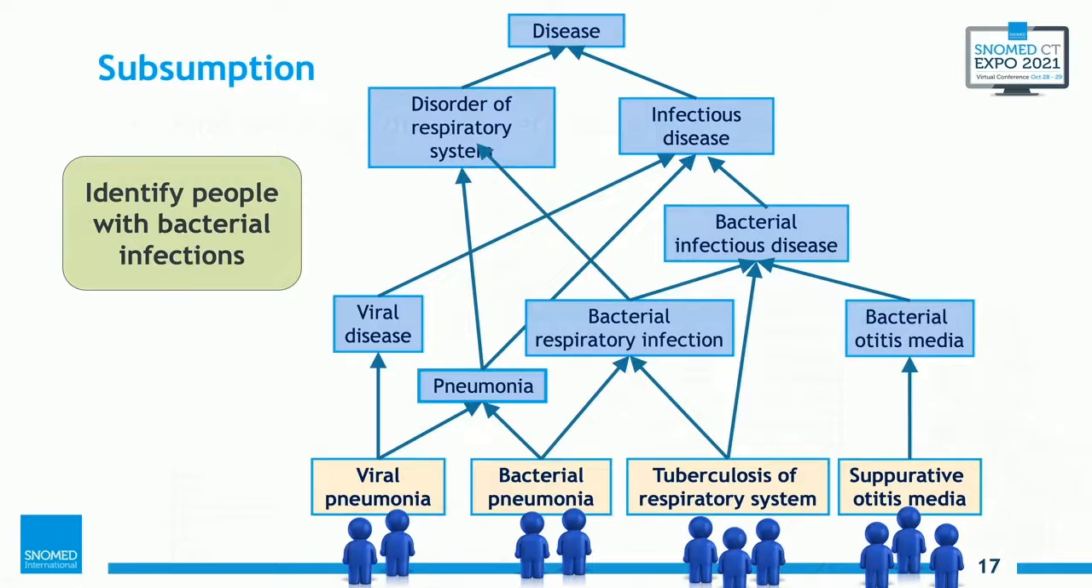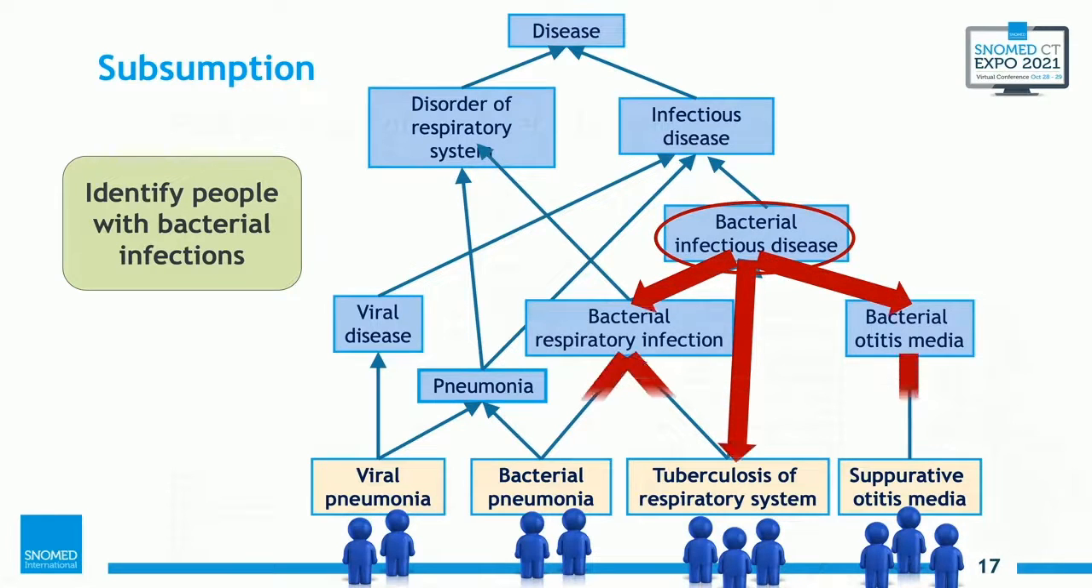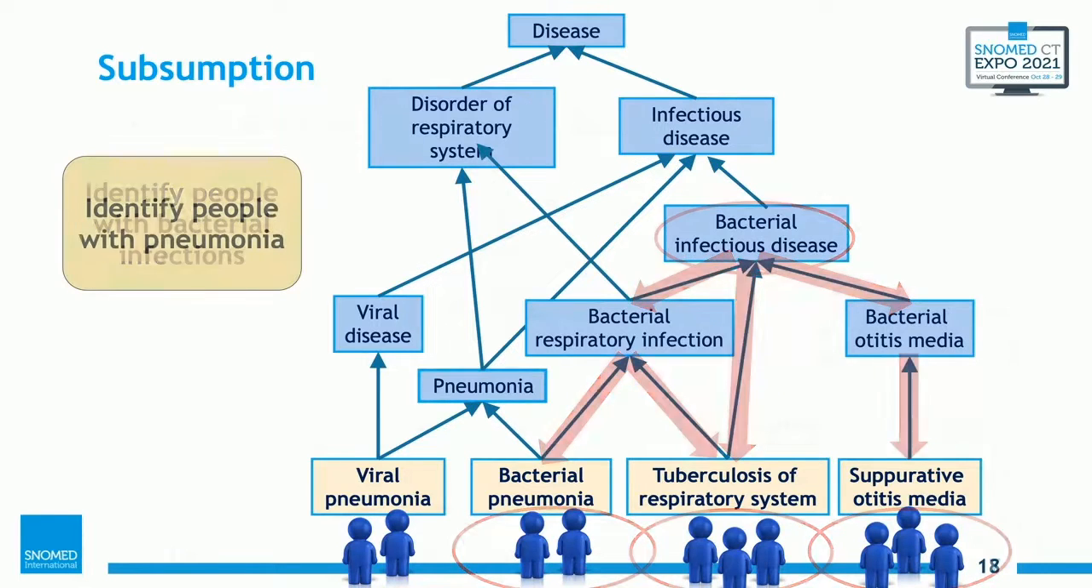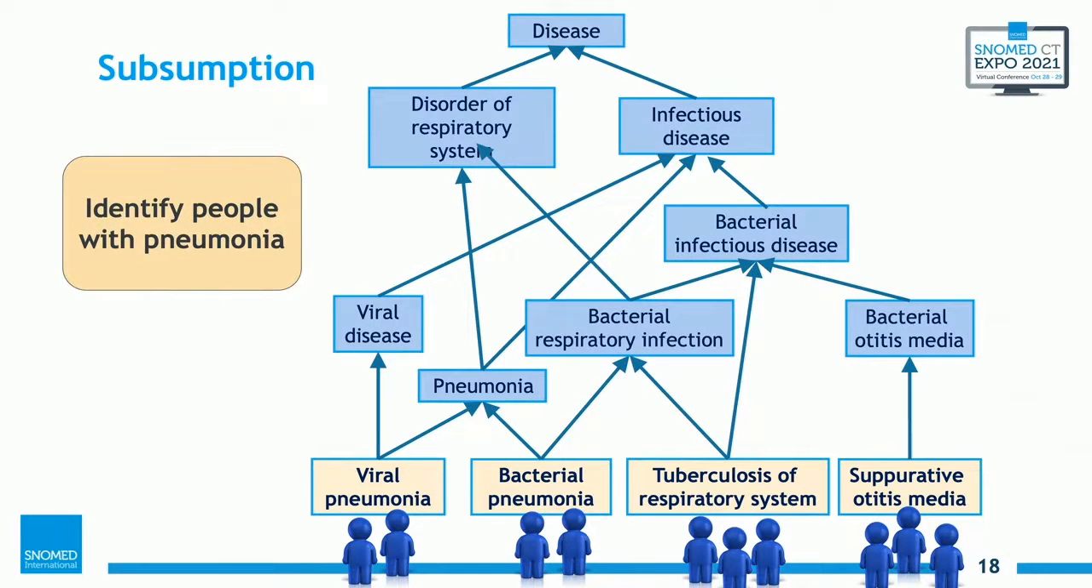With SNOMED CT, if we want to identify the people with bacterial infections, we find all the descendants of the concept bacterial infectious disease, including the ones that are also a respiratory disease, and then find the people with those diseases. Or we could identify people with pneumonia. So you can see that it's easy to use the hierarchy in SNOMED CT to group together patient records at different levels of granularity and different perspectives, depending on what information you're looking for.